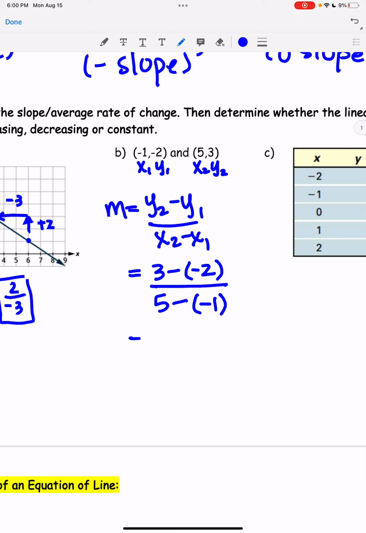So we can clean that up a little bit. 3 minus a -2 is a plus. 5 minus a -1 is also a plus. So my final answer, my slope, is 5/6.